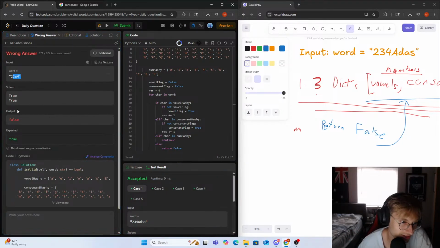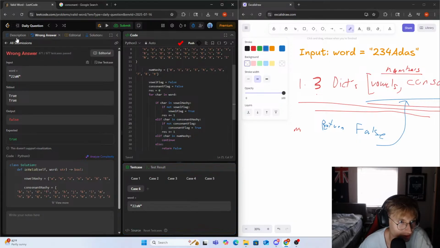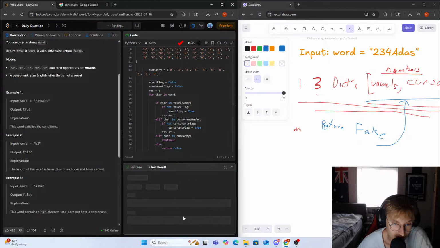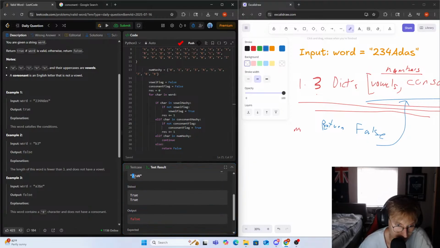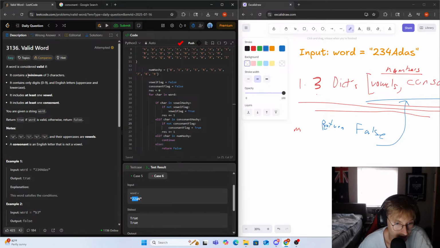Oh my gosh, dude. Okay, so now we got another one that we failed. I can see why it's a 50% pass rate. One last edge case that we're missing here. What are we missing? 22ANN. Why does this fail? It includes a minimum of 3 characters.